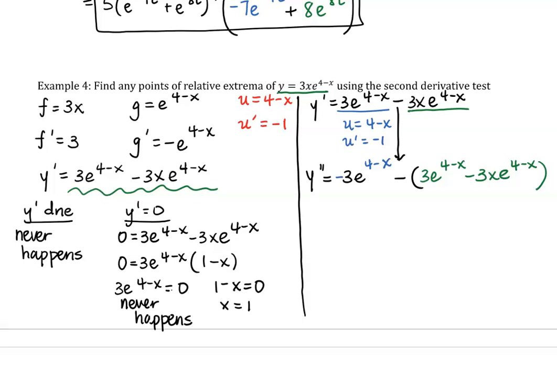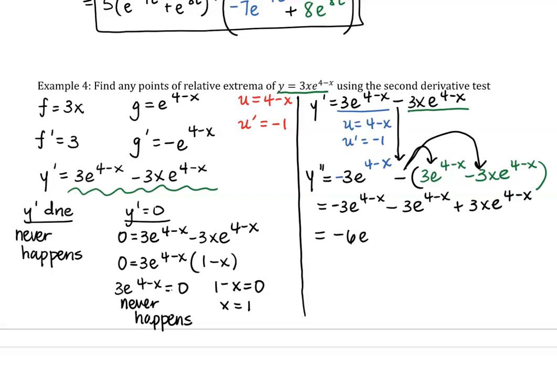Now I'm going to go ahead and plug in 1 because, well, first I'll distribute the negative just to make this a little bit cleaner. And combine some like terms. Make sure you turn that last term into a plus because the negative has to go to the first term and also to the second term. I'm going to go ahead and combine the first two because those are like terms to give us a negative 6e to the 4 minus x plus 3x e to the 4 minus x.